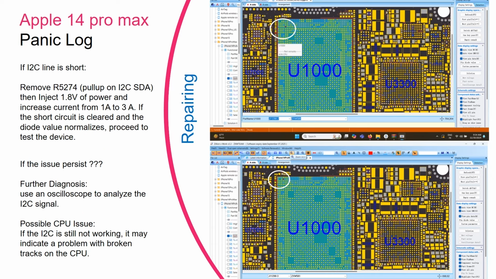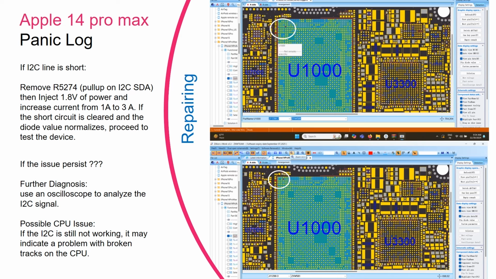Here is the repairing process. If the I2C line is short, remove R5274, the pull-up on the I2C SDA line, and then inject 1.8 volts of power and increase the current from 1 amp to 3 amps. If the short circuit is cleared and the diode value normalizes, proceed to test the device. If the issue persists, diagnose further.